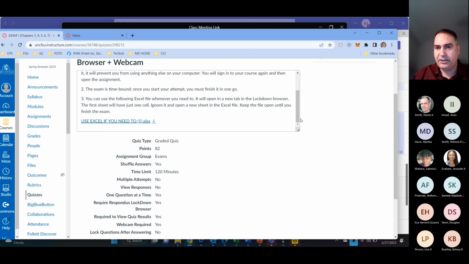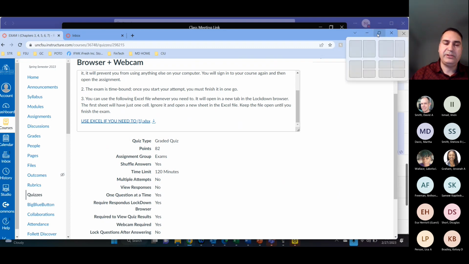Sometimes students, when they're here before starting the exam, click on the Excel file and it doesn't open. And then they email me, hey, the Excel file is not working. So make sure that you are in the exam. Even then, when you're in the exam, it's lockdown browser. Exam is timed. It's very important.